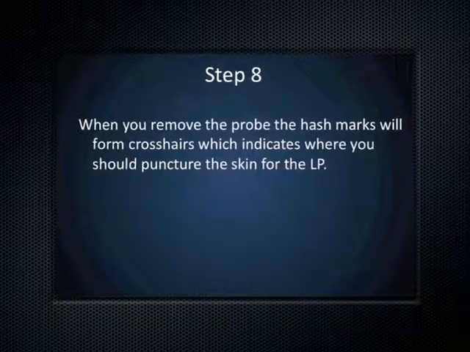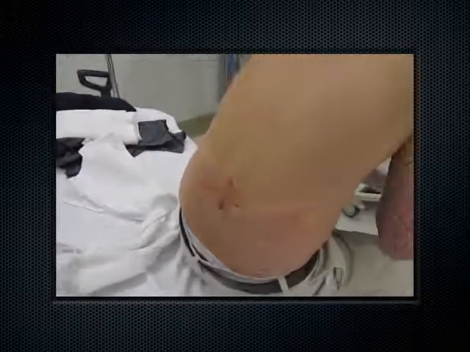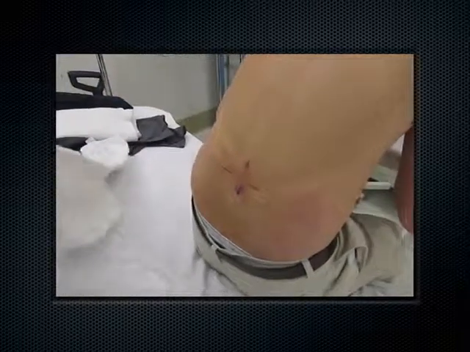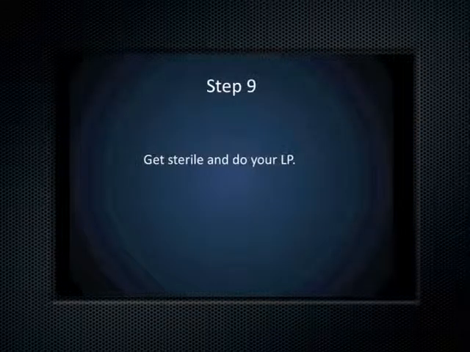Now when you remove the probe, your hash marks will form crosshairs. The middle of these crosshairs is where you should puncture the skin for your LP, as this corresponds to midline at the intervertebral space. You may find that your hash marks may be removed when you sterilize the patient's back. So before you actually apply betadine to the patient's back, use a pen or a needle cap to make a skin impression. Now you are ready to do your LP.